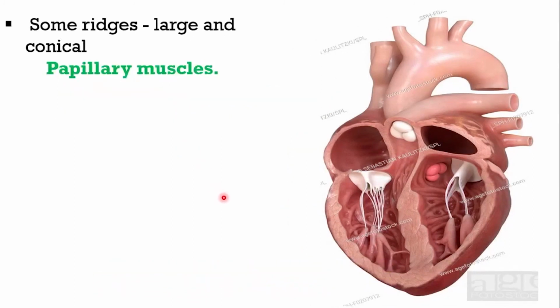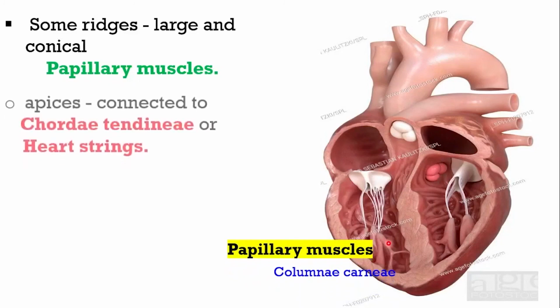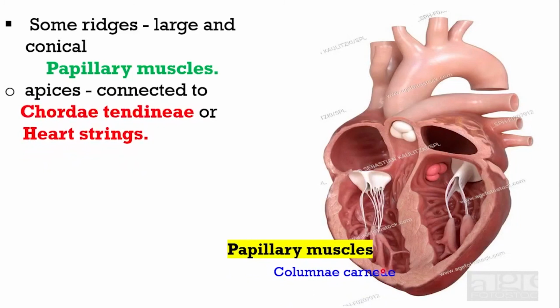Some ridges are large and conical. They are known as papillary muscles. That means there are two types of ridges on the inner surface of the ventricles. The smaller ridges are known as columnae carneae. Taller conical ridges are known as papillary muscles. These are the two types of ridges found on the inner surface of the ventricles.